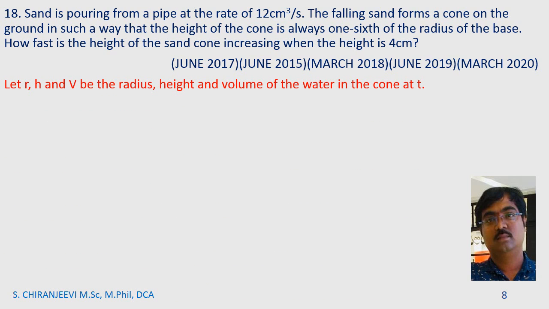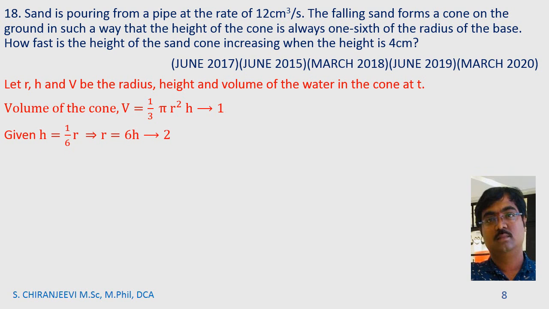Let R, H and V be the radius, height and volume of the sand in the cone at time t. Volume of the cone is V equals 1 by 3 pi r square H. Given H equals 1 by 6 times of R, so R will be 6H. Now here volume is in two variables R and H, but they have given only the value of H, so we need to convert radius into height. So substituting 2 in 1, V equals pi by 3 (6H) square into H. (6H) square will become 36H square, 3 ones are 3, 12s are, so it will be 12 pi H cube.